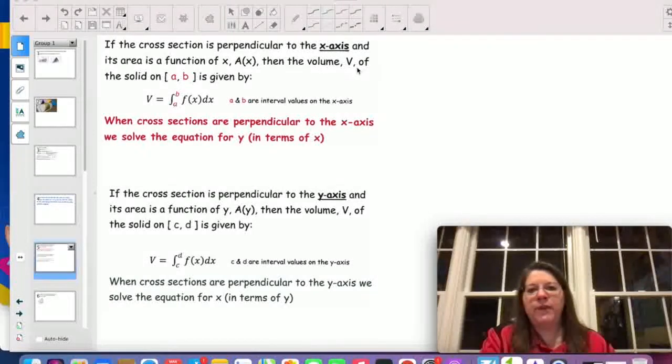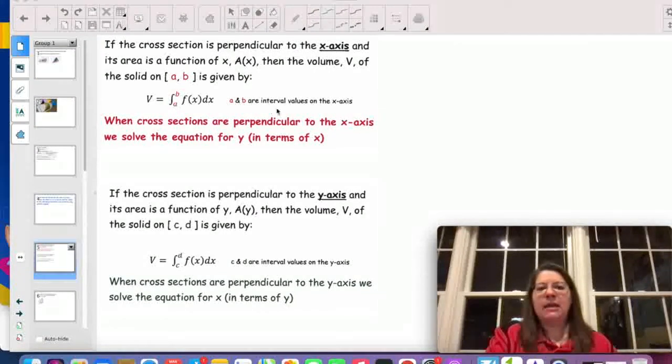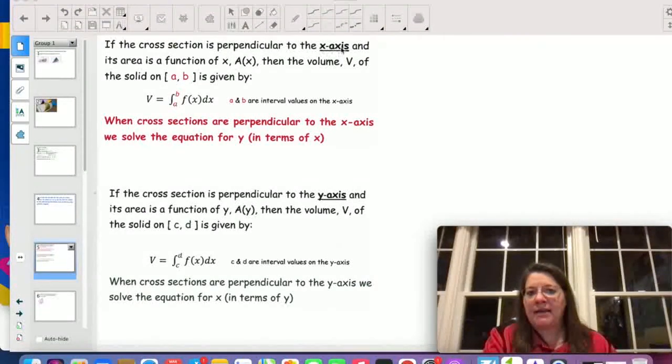Then the volume V of the solid on the closed interval from a to b is given by volume equals the integral from a to b of the function f of x dx. Now here I have f of x. Up here we said it was A of x. You can think of it either way. It means the same thing. A and b are interval values on the x-axis. So if the cross section is perpendicular to the x-axis, then your a and b come from the endpoints on the x-axis. So that should help you remember which one you're using, okay?